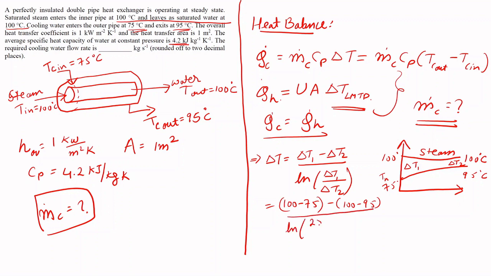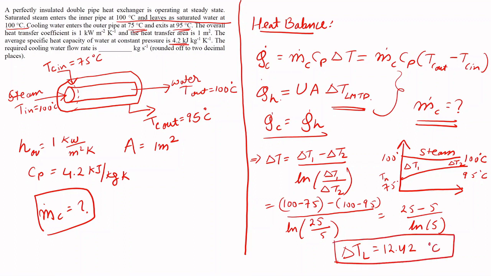100 minus 75 will be 25, and 100 minus 95 is 5. So we can write it as 25 minus 5 upon ln of 25 by 5. We can solve this and it will give us the value of delta T LM as around 12.42. This delta T we will be putting over here and writing the heat balance to find the mass flow rate of the coolant.